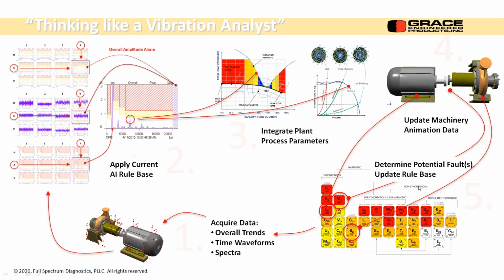Determine potential faults, update the rule base. Here I show that there's an alignment issue, a looseness issue, and a blade passing issue. So those are things that might not be an alarm yet, but they're things we can trend. So instead of just trending overall vibration, we might be able to trend the phase response, which is how the machine's moving, when did it start, how bad is it getting, and so forth. So we have a degree of analysis there. Then we acquire data all over again. So if we do this process over and over, every hour, every minute, what have you, we'll get incredible trends that we can then use to our benefit and extend the life of the machines.